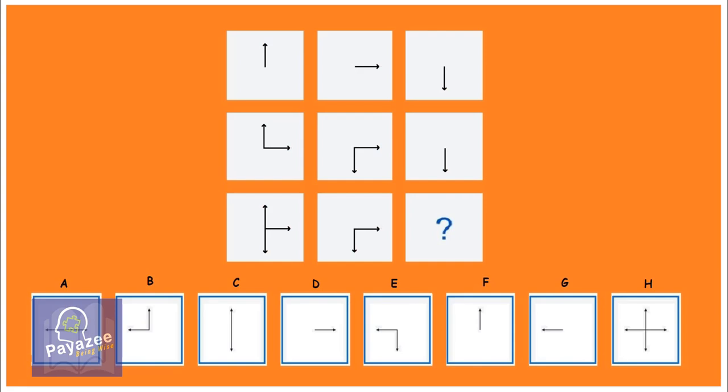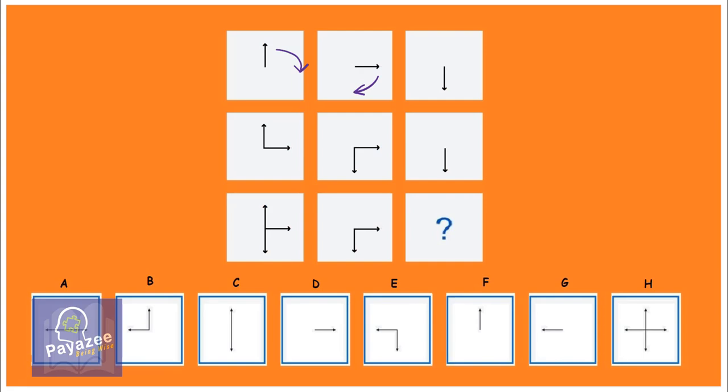So in the first square, the arrow is pointing to the top. In the second square, it is pointing to the right side. And in the third square, it is pointing in the downward direction. So if you have noted this, this arrow is moving clockwise. From top, it is moving to the right side. So it's moving like this, in this direction. So this becomes the right direction. And again, if I move this arrow in this direction, it will come to the down direction.